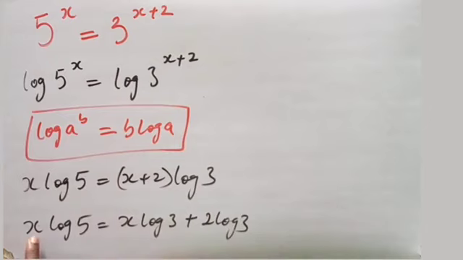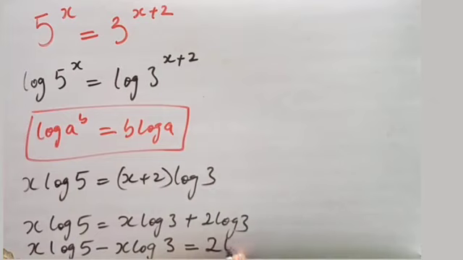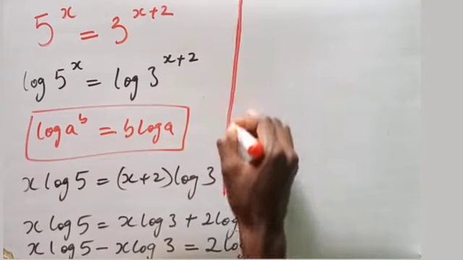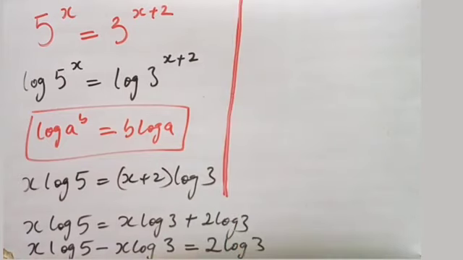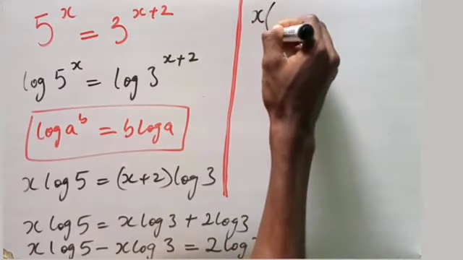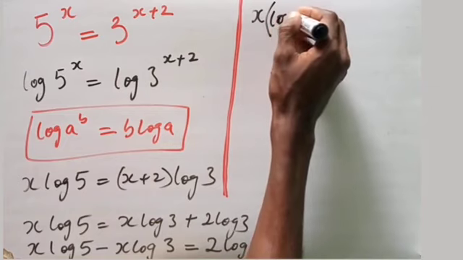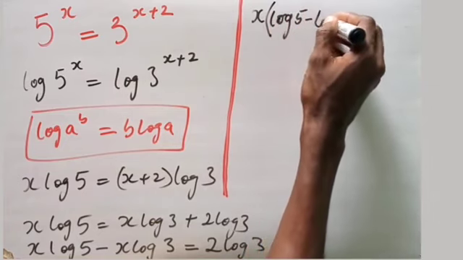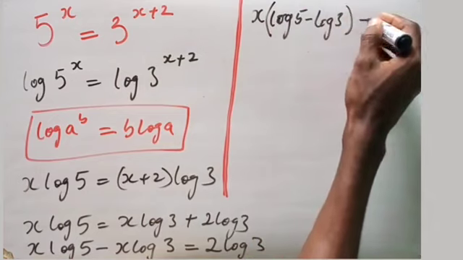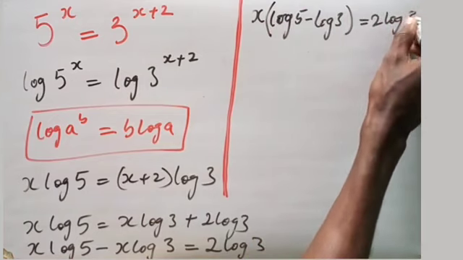Let's collect the like term. We have x and x here, so let's collect the like term. So this will now become x log 5 minus x log 3 equals 2 log 3. Let's factorize the x out of this left hand side. So we will have x into log 5 minus log 3 equals 2 log 3.